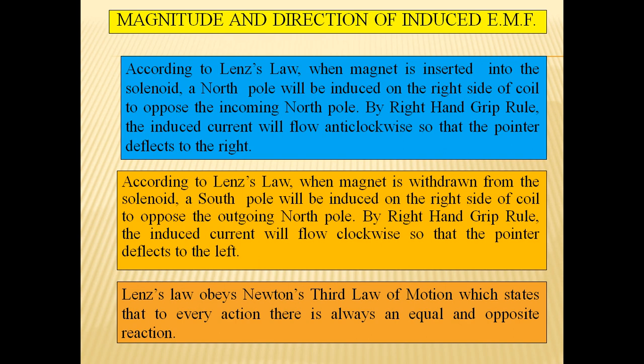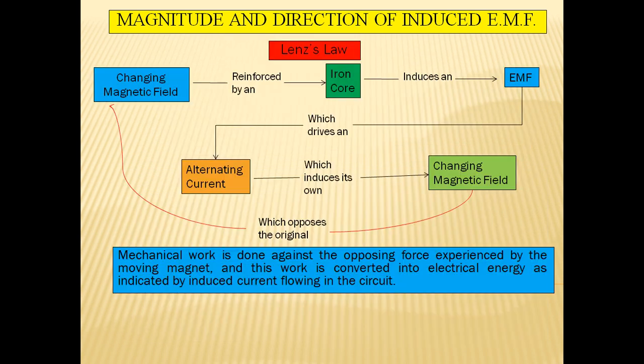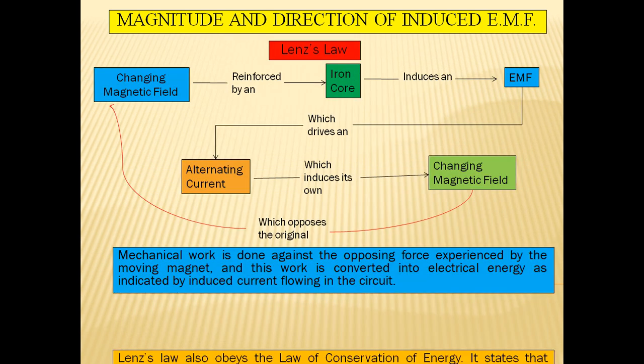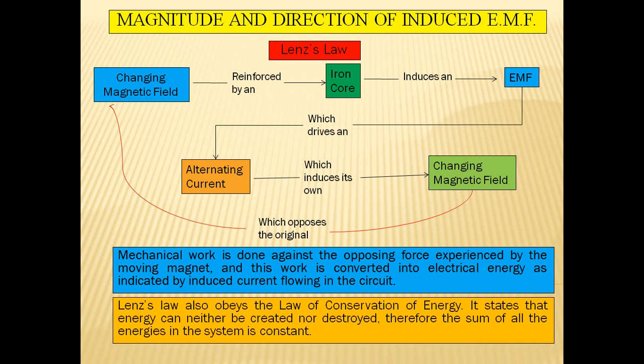Lenz's law obeys Newton's third law of motion, which states that to every action there is always an equal and opposite reaction. Lenz's law also obeys the law of conservation of energy. It states that energy can neither be created nor destroyed. Therefore, the sum of all the energies in the system is constant.